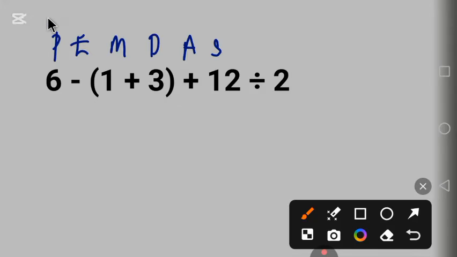P stands for parentheses. It means we will solve the parentheses first, which is 1 plus 3. 6 minus 4, plus 12 divided by 2.